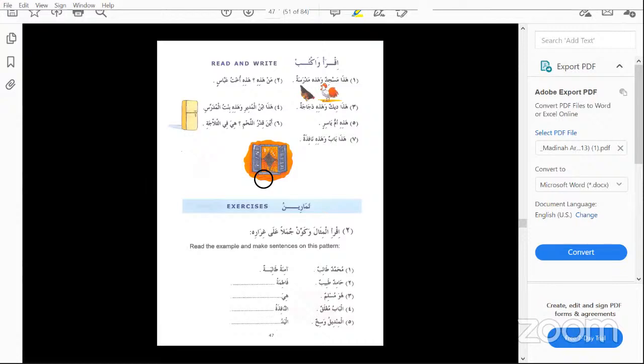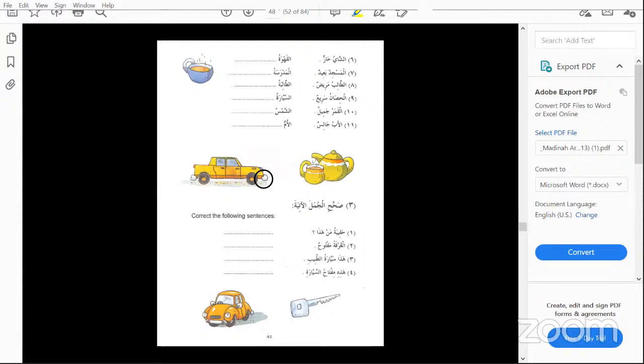Ash-shayu harrun. Al-kahwatu harratun. Al-masjidu ba'idun. Al-madrasatu ba'idatun. At-talibu marizun. At-talibatu marizatun. Al-hisanu sari'un. As-sayyaratu sari'atun. Al-kamaru jamilun. Ash-shamsu jamilatun. Al-abu jalisun. Al-ummu jalisatun. Excellent, Jazakallah. Thank you. Can I have the next on the mic? Sister Seema Askar.